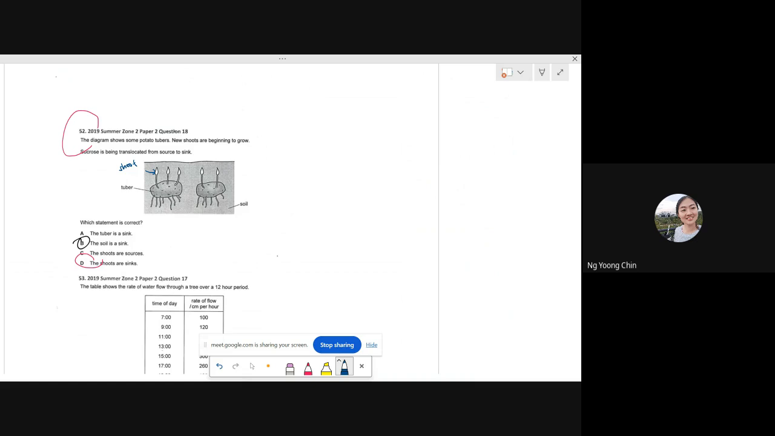So what happened is, inside the tubers, they contain the nutrients. They store the nutrients to allow the plant to get the nutrients for growth. So the correct statement is the shoots are the sink. This one, this is a shoot. They refer to this one, the shoot. So these shoots are classified under the sink.